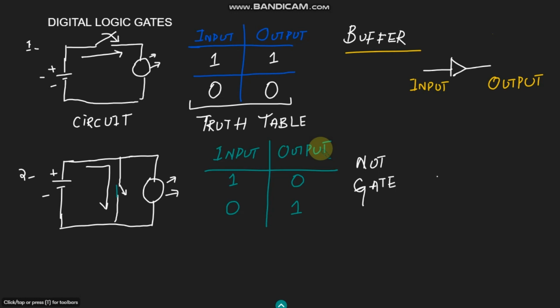And it can be represented by using the buffer with this bubble at the output, and this is the input and that is the output. So here we have two types of logic gates. The first one is the buffer, the second one is the NOT gate. Okay, so this is the representation.